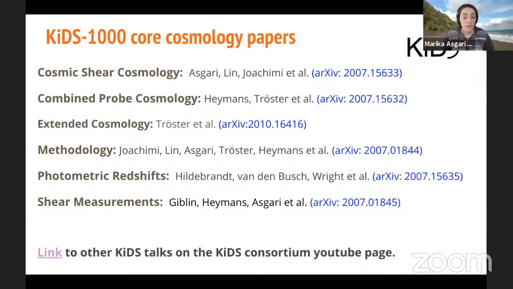And then the last two papers describe the two main ingredients of the analysis: the photometric redshifts, how they're measured, and what are the tests we've done on them to make sure that they're correct. And then we have the shear measurement that tells us what the shapes of the galaxies are, and all the tests done on that part of the data as well.